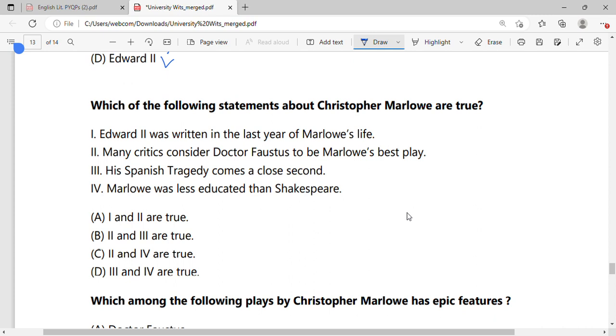Now, which of the following statements about Christopher Marlowe are true? Edward II was written in the last year of Marlowe's life, obviously. That's true. Many critics consider Dr. Faustus to be Marlowe's best play. Maybe. His Spanish Tragedy comes a close second. Obviously, he has not written The Spanish Tragedy. Marlowe was less educated than Shakespeare. No. So what is true here? First and second, obviously, right? So we will go with the first one.